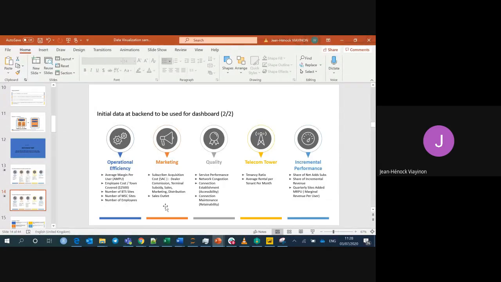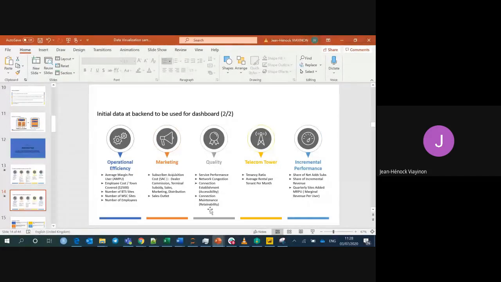Now at the marketing side, you have the subscriber acquisition cost, you have the sales outlets, so you have everything related to the marketing side: how much it costs for the company to sell the product through all the possible channels, through the distribution, what kind of distribution channel do we have, is it efficient? So you will have to define some KPI like those to check the efficiency of those things.